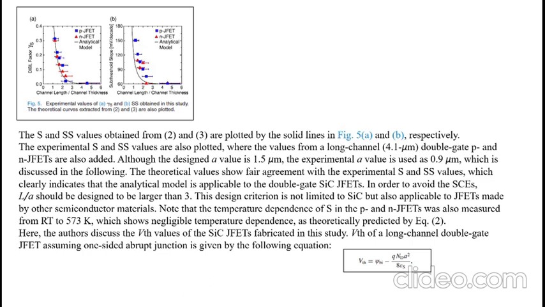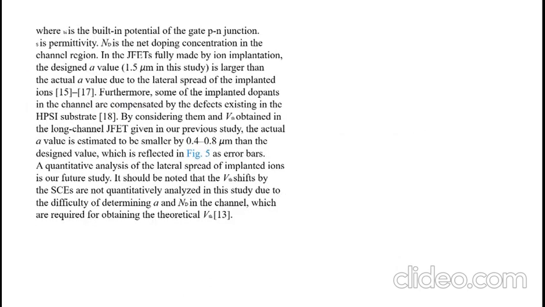extracted from and also plotted, and the equation is this, where φbi is the built-in potential of the gate p-n junction, εs is the permittivity, and Nd is the net doping concentration in the channel region. In the JFET, fully made by ion implantation, the designed a value is 1.5 μm in this study. It is larger than the actual a value due to the lateral spread of the implanted ions.